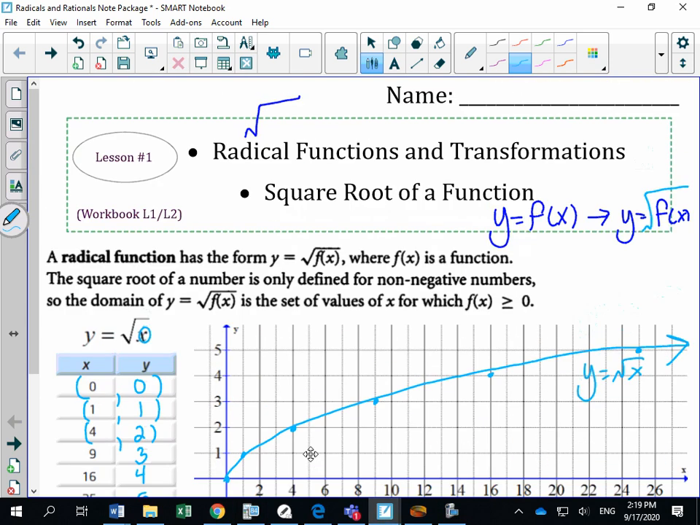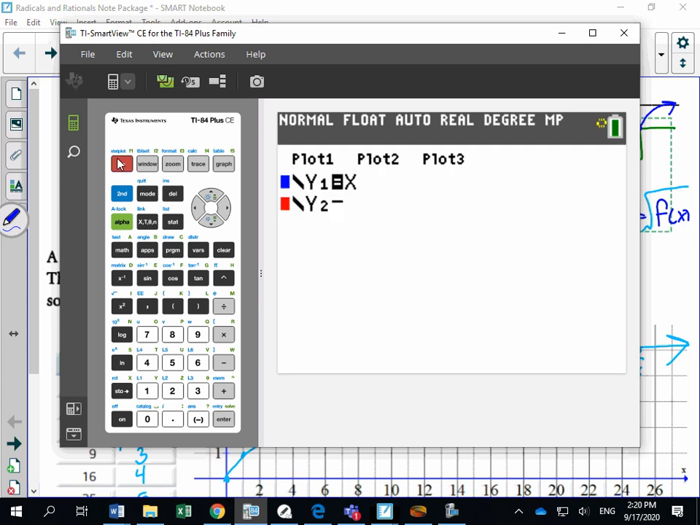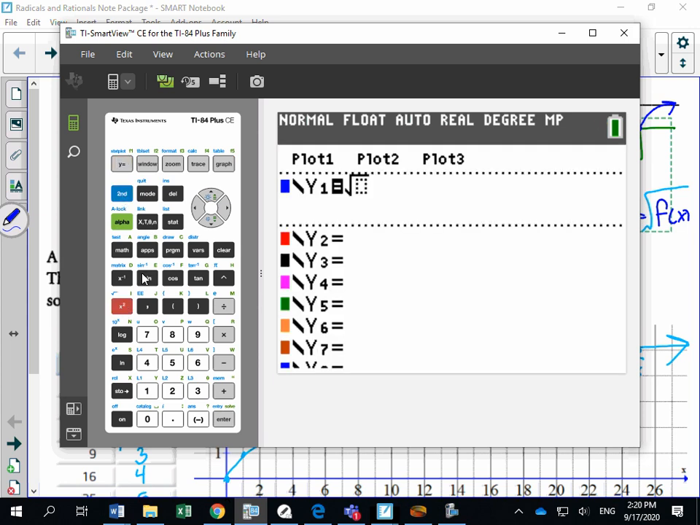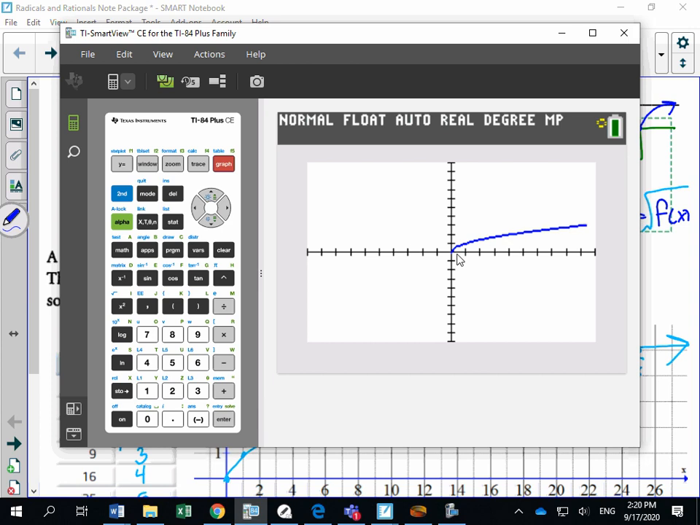I often tell students you need to be able to visualize certain graphs. For example, if I say y is equal to x squared, you should be able to see a parabola opening up in your mind. I want you to write down somewhere at the top of your page, y is equal to the square root of x. What you need to visualize is the shape that starts at 0, 0, and that is the shape of a radical graph. If I go to my calculator, type in the square root of x and hit graph, this is our classic radical shape.